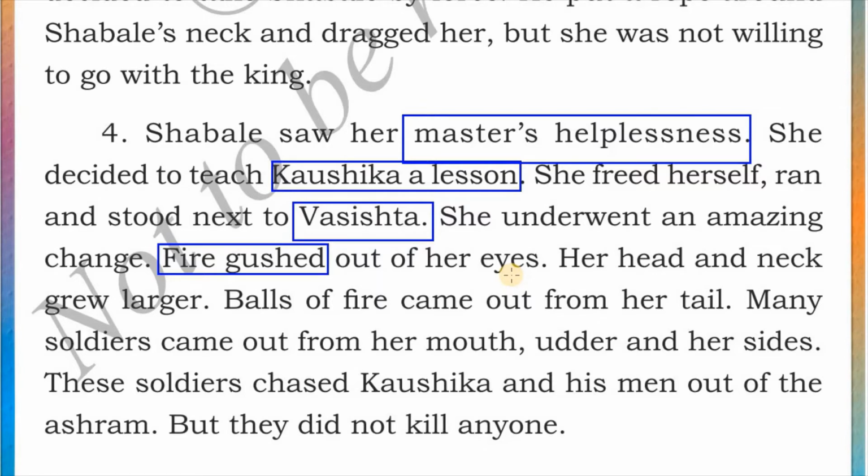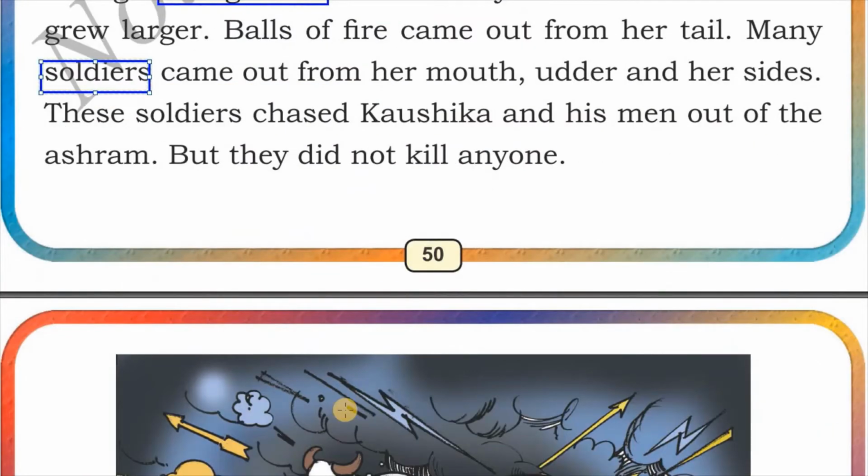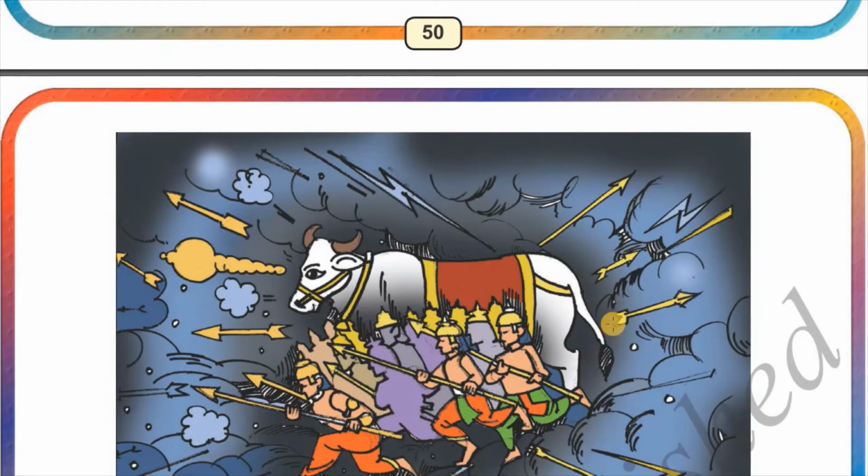Because Shabale is very angry at Kaushika, she has undergone an aggressive change and she is now looking very powerful. Fire is gushing out from her eyes and she has become bigger. Balls of fire have come out of her tail and many soldiers are coming out of her mouth, udder and her sides. These soldiers did not kill anyone, but they chased away Kaushika and his men. So we can see here the aggressive form of Shabale.